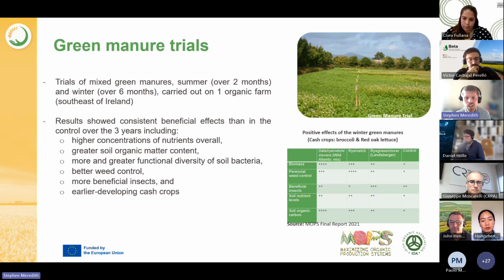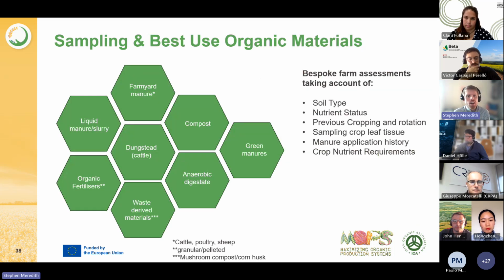But overall, generally, we found that the short-term green manure trials were very positive, both from a soil management point of view, but also from a crop development and yield perspective. So another element of the project we were looking at was trying to examine the best use of organic materials. So obviously in an organic farming context, organic manures and other materials are a really important part of improving nutrient availability and also building the soil organic matter within organic crop rotations.